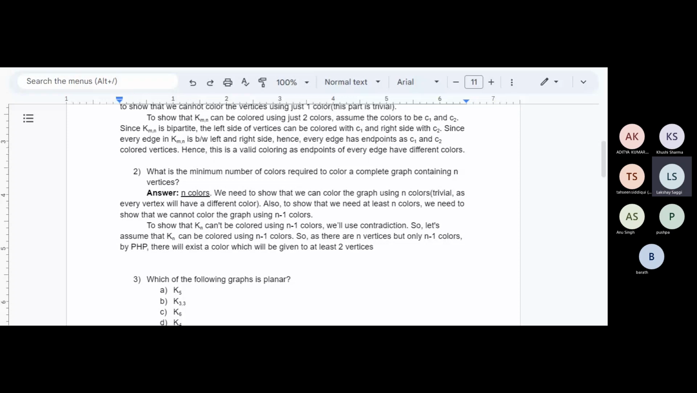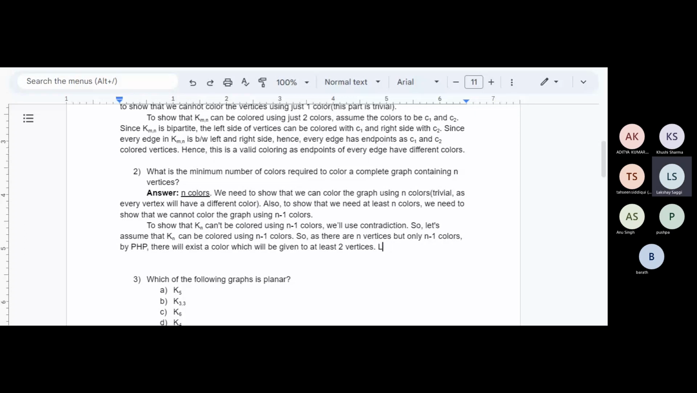So I hope this claim is clear using the pigeonhole principle. Like in the pigeonhole principle, pigeons sit in the holes, and every pigeon can go to one hole only. Similarly here, every vertex is sort of a pigeon, because every vertex can be assigned only one color, but one color can be assigned to multiple vertices. If you have attended the previous sessions, I told you guys how to interpret this pigeonhole argument. So here vertices can be thought of as pigeons and holes can be thought of as the colors. There are n pigeons but only n minus 1 holes, so there will exist a hole which will have at least 2 pigeons. Similarly here, there will exist a color which will be given to at least 2 vertices.